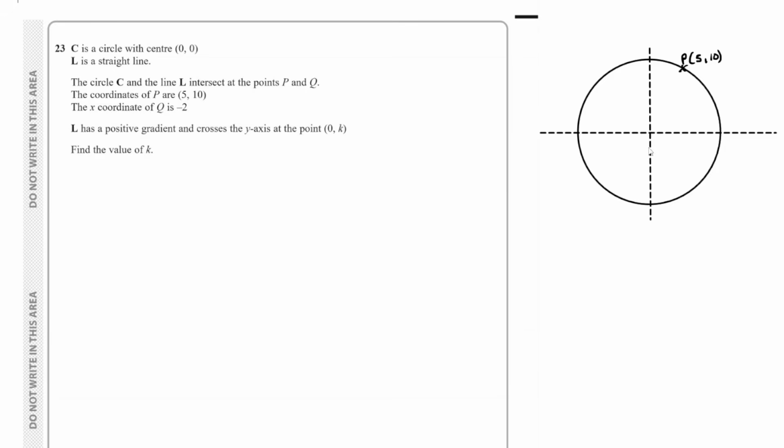We've said that the x-coordinate of Q is -2, so that's 5 across, so a little bit less. Obviously it's not accurate, but just a little bit. It's about here, isn't it? Q is -2, and I don't know what y is.